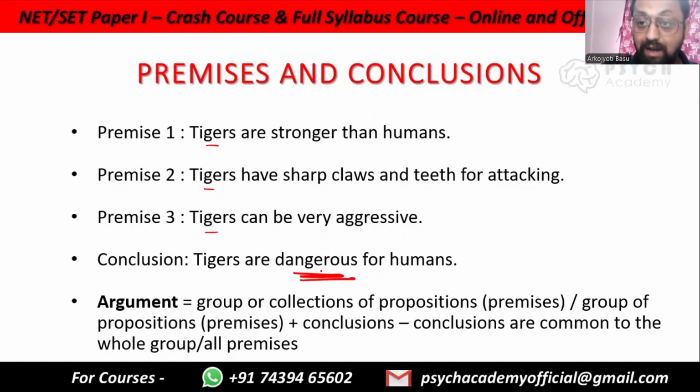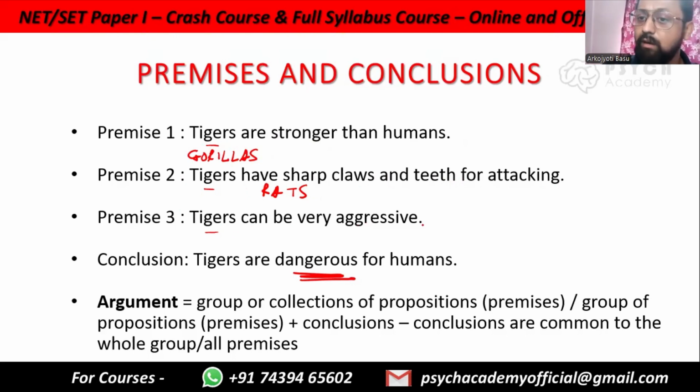Now, each of these assumptions is by itself not enough. So, for example, I can say, instead of tigers, that gorillas are stronger than humans, but we may not consider them to be very dangerous to us. Similarly, tigers have sharp claws and teeth for attacking. Well, same for rats. Rats can also have sharp claws and teeth for attacking, but we don't really consider them very harmful to humans in the attacking sense of way.